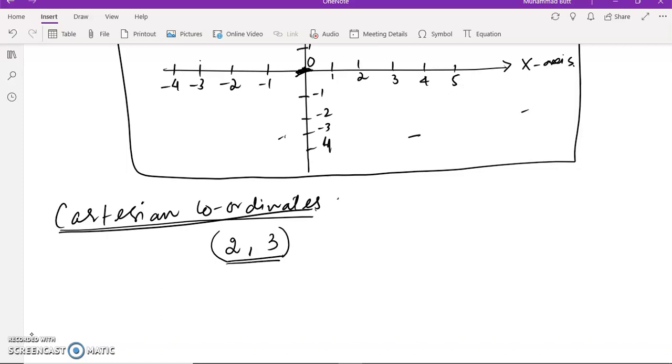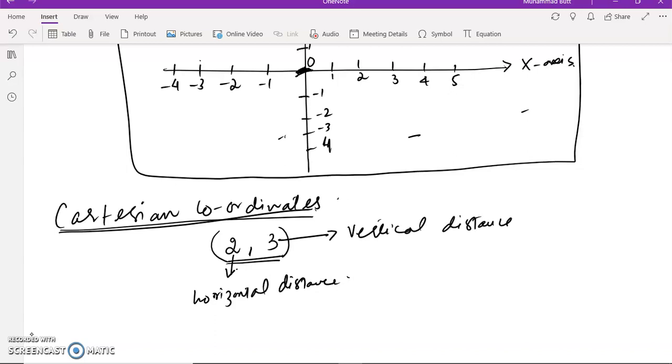Now, what are these numbers? These numbers are actually the distance of any point on the graph from the origin O. The first number is the horizontal distance from O, and the second number is the vertical distance from O. We call the first number the x coordinate, and the second number the y coordinate.